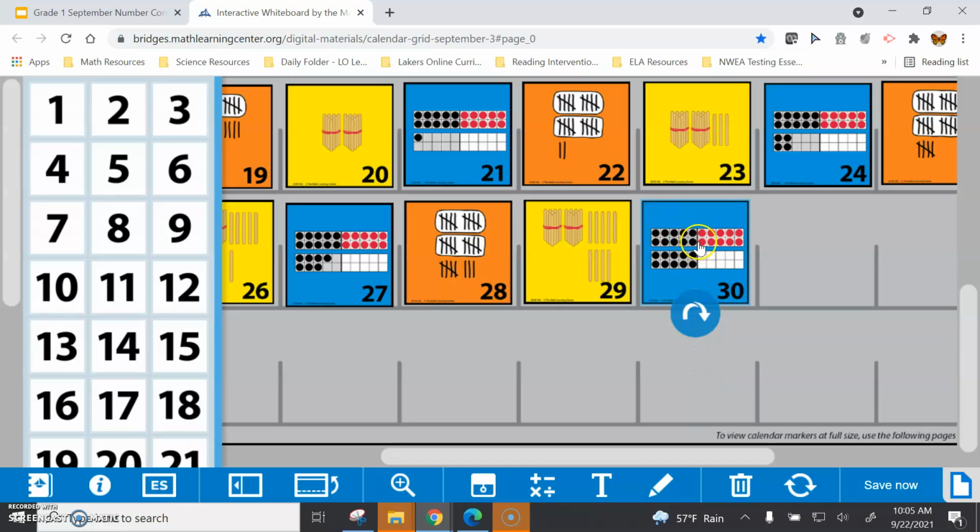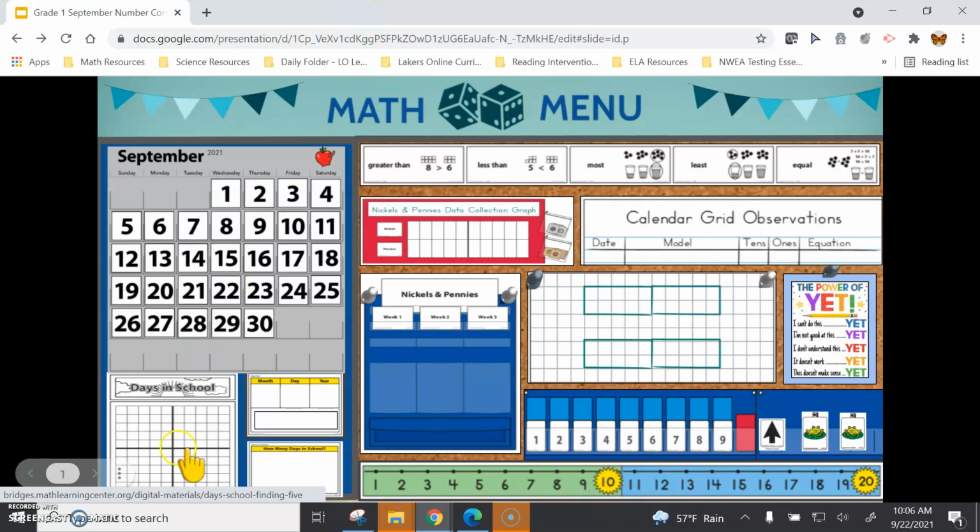We have 10, another group of 10, 20, and another group of 10, 30. 30 dots on our number frame. Great job, All-Stars. Great job. Now let's go to our days in school.